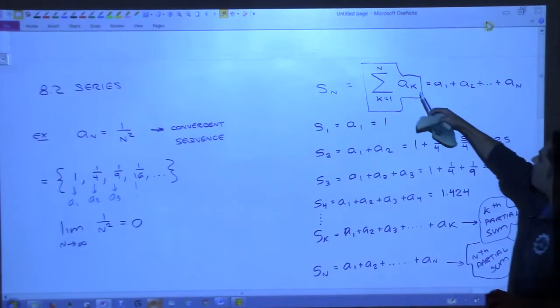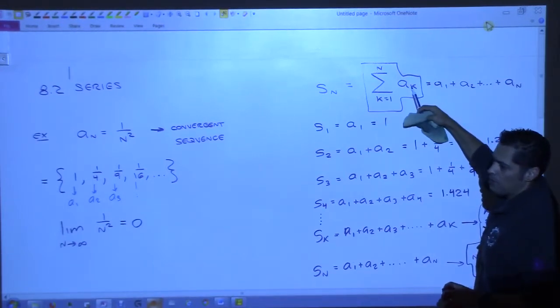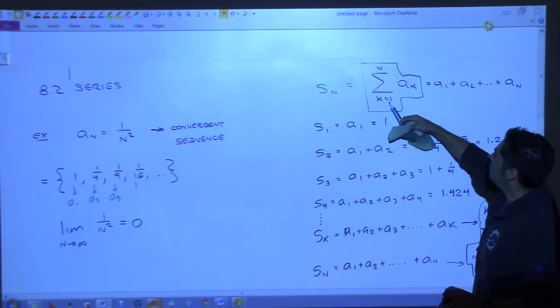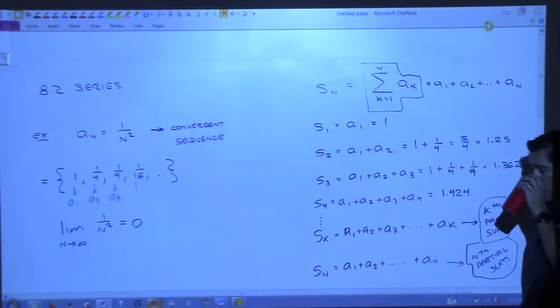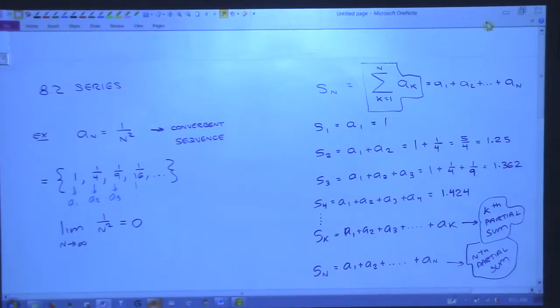Because I want to start adding these things up, and I want to start with the first one, right? So I'm just going to use k equals 1 as my starting point. Is the number it starts at? Yep.